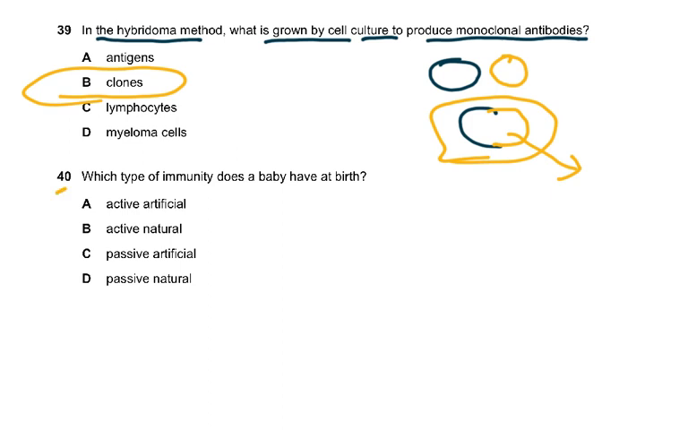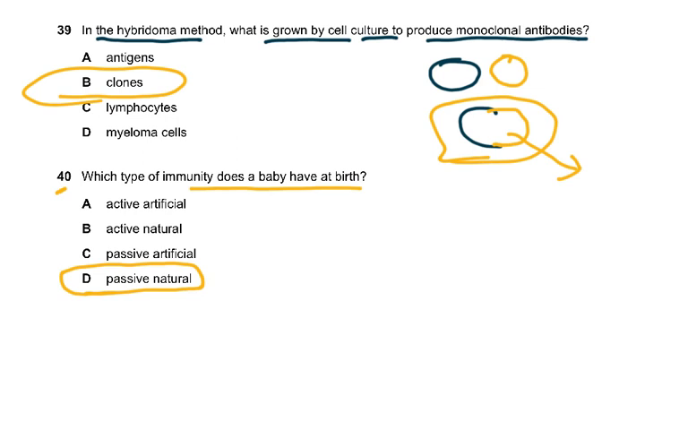Last question, 40. Which type of immunity does a baby have at birth? Naturally, it's natural passive immunity. At birth, what does the baby have? He or she has ready-made antibodies. The mother must have suffered from a disease, and then she got those antibodies, and she's just passing those antibodies on to the baby. So it's natural passive immunity.